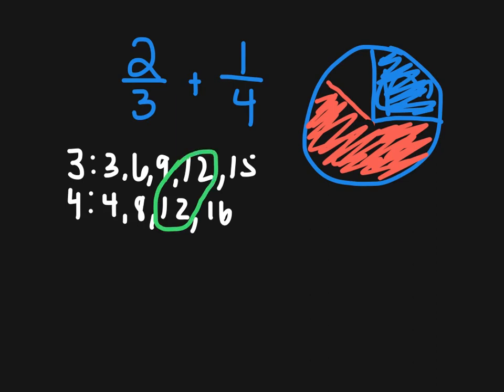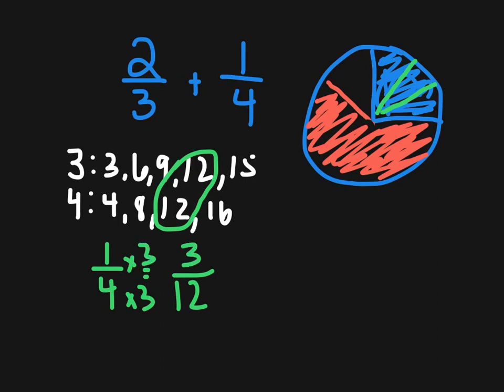So what that's telling me is that I can split fourths into 12ths, and I can split my thirds into 12ths. So if I have 1/4, and I think about what can I multiply it by in order to get 12, it would be 3. So that's telling me I can take that fourth and separate it into 3 parts, which then instead of 1/4 means I have 3/12.